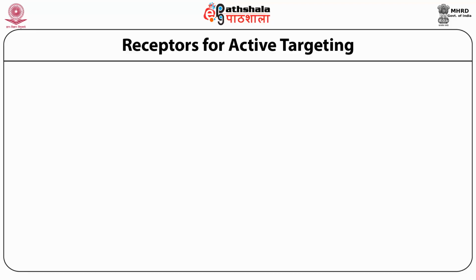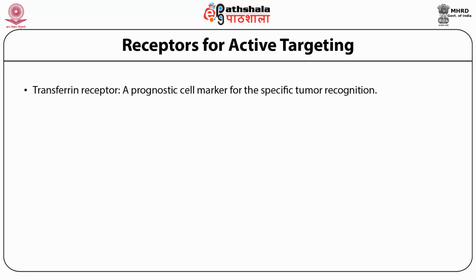Let's start first with the transferrin receptor. It is the fourth most abundant serum non-heme iron binding glycoprotein, which is highly upregulated on the surface of many cancer types and is also efficiently internalized. Hence, it may act as a prognostic cell marker for specific tumor recognition and is also a striking receptor for targeted cancer therapy.